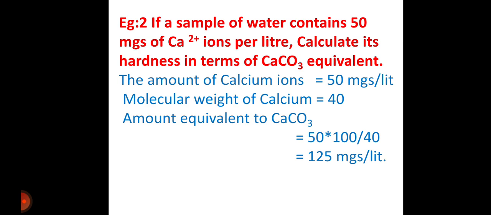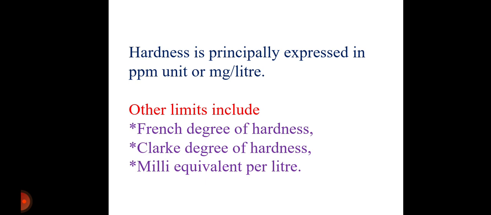Example 2. If a sample of water contains 50 milligrams of calcium ions per liter, calculate its hardness in terms of calcium carbonate equivalent. The amount of calcium ions is equal to 50 milligrams per liter. It is given in the statement. So molecular weight of calcium is equal to 40. So amount equivalent to calcium carbonate is equal to 50 into 100 divided by 40. So we get the answer 125 milligrams per liter.